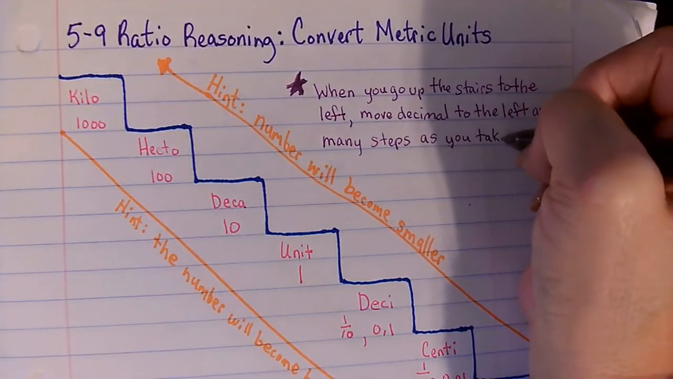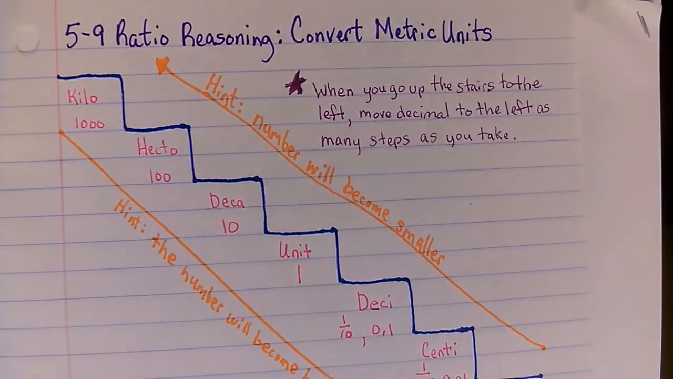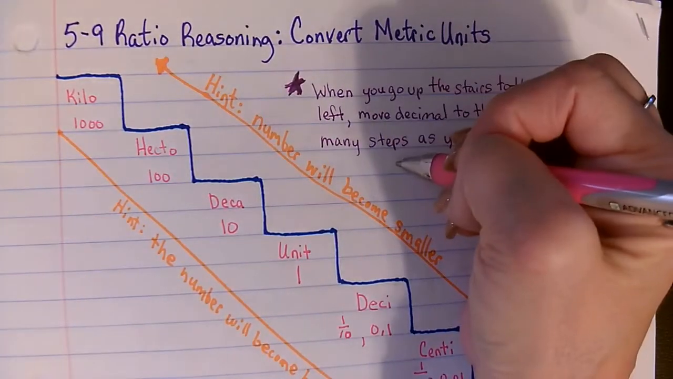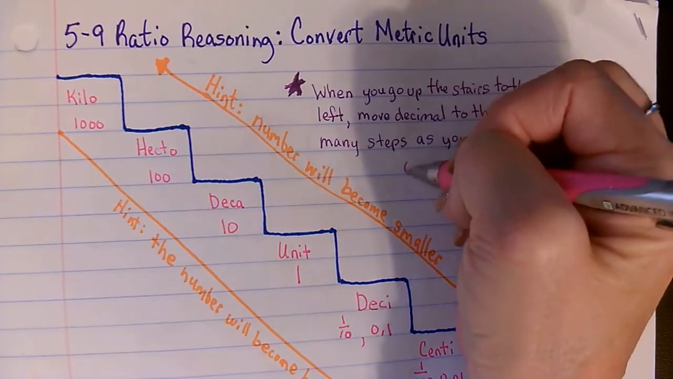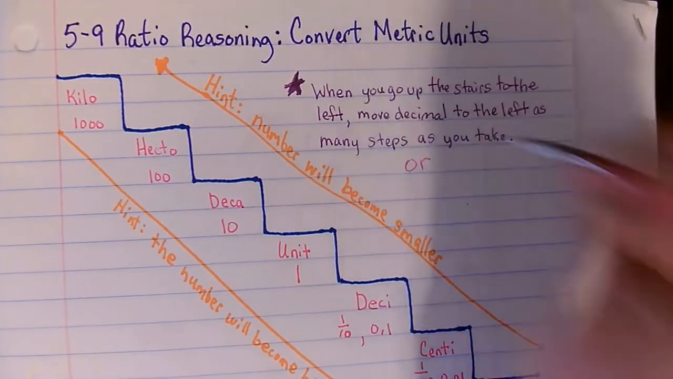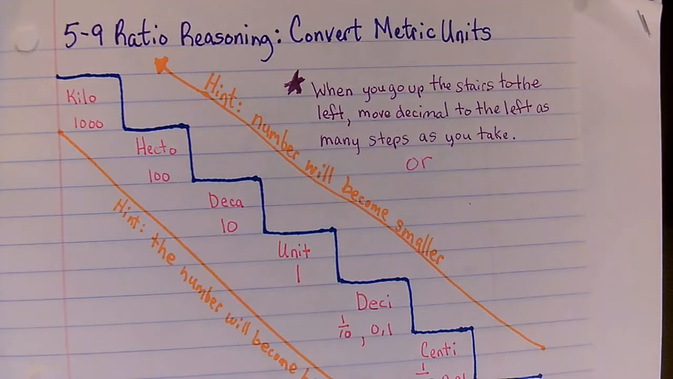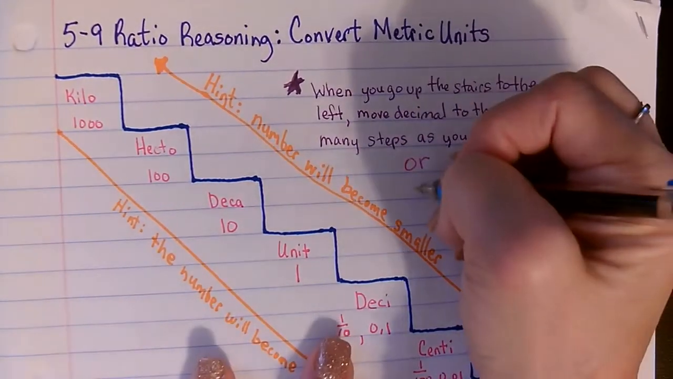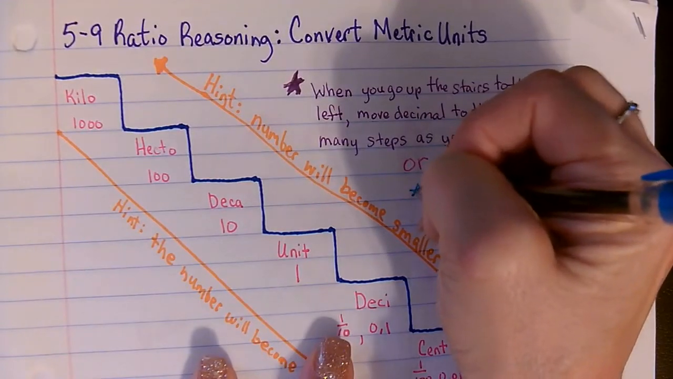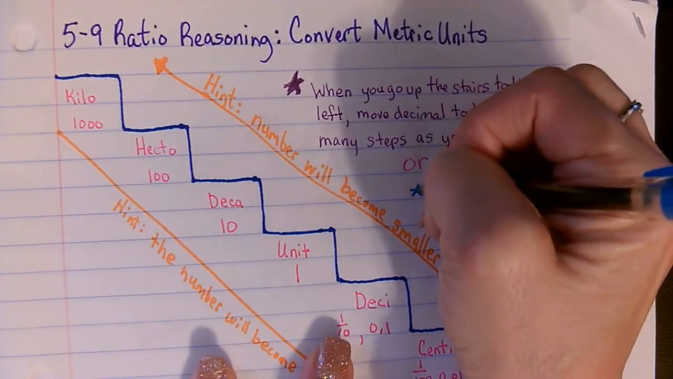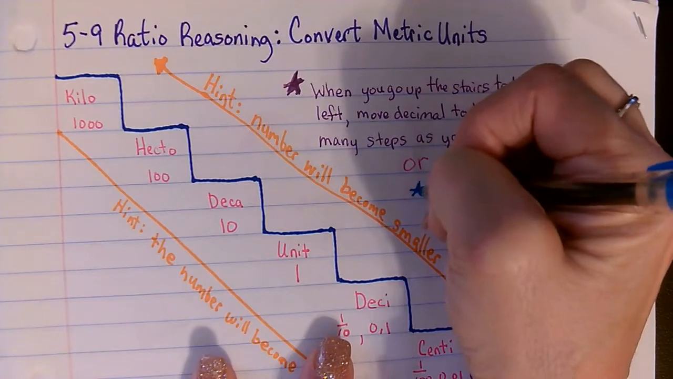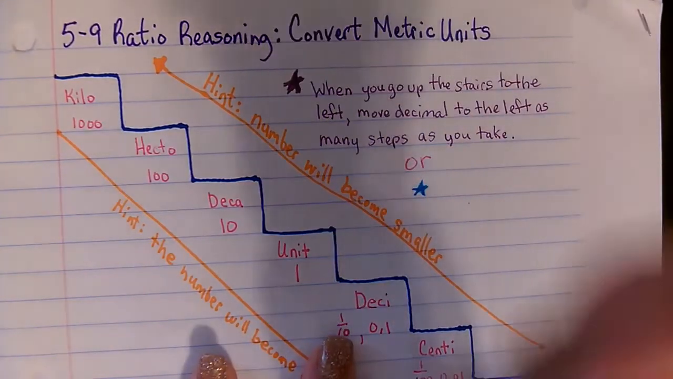Now that's one way to make the conversion. I'm going to put a little star next to it again because there's another way you can do the same conversion, all right, and get the same answer. So here goes a big or right there, or another little star, because this is another way to do it. And it's not a requirement on which way you choose to do, okay?